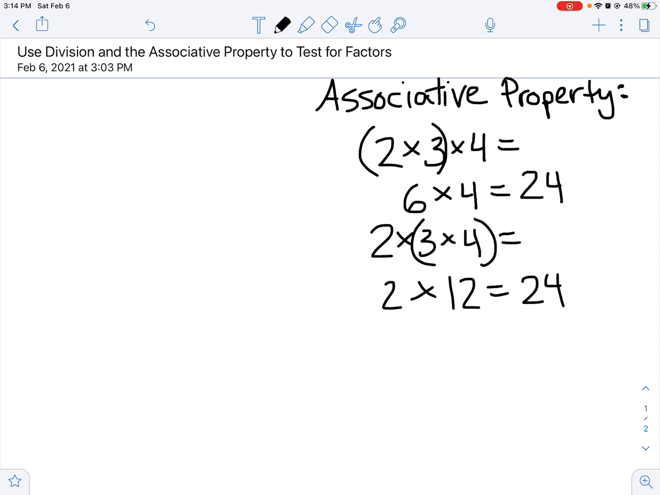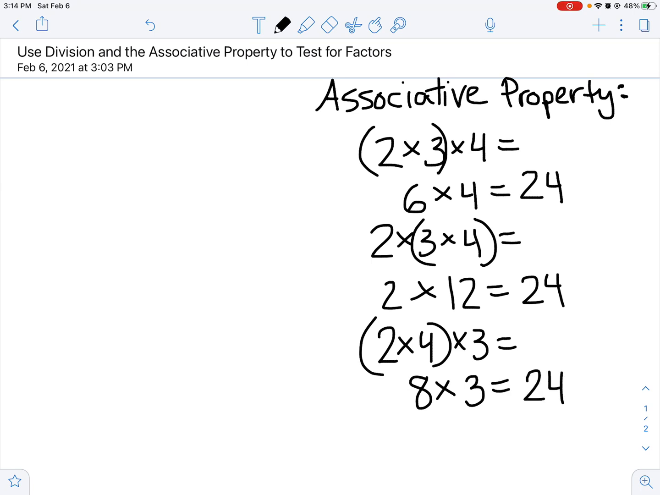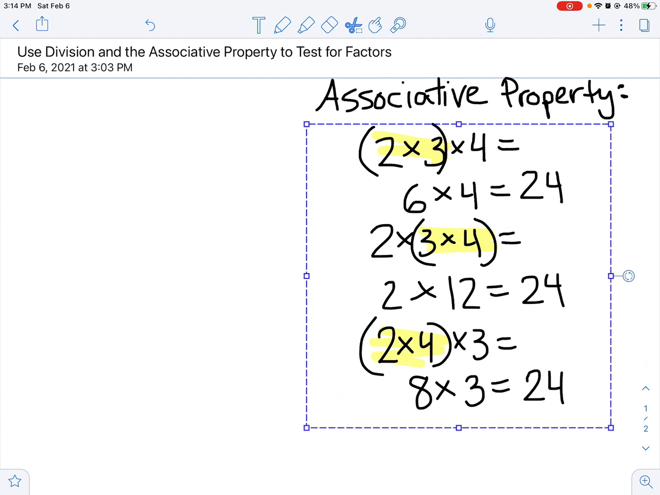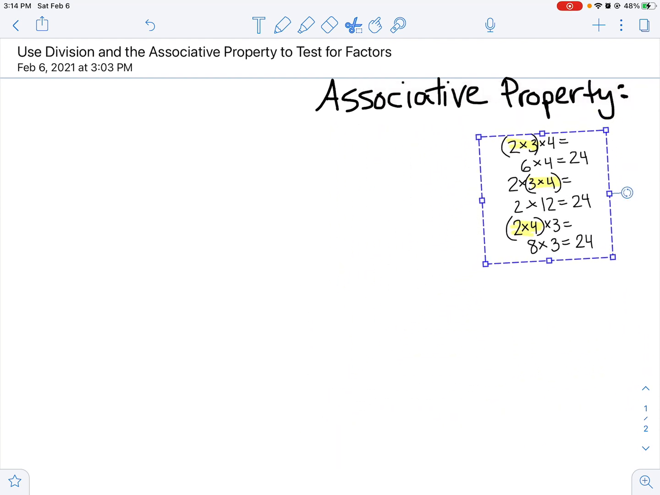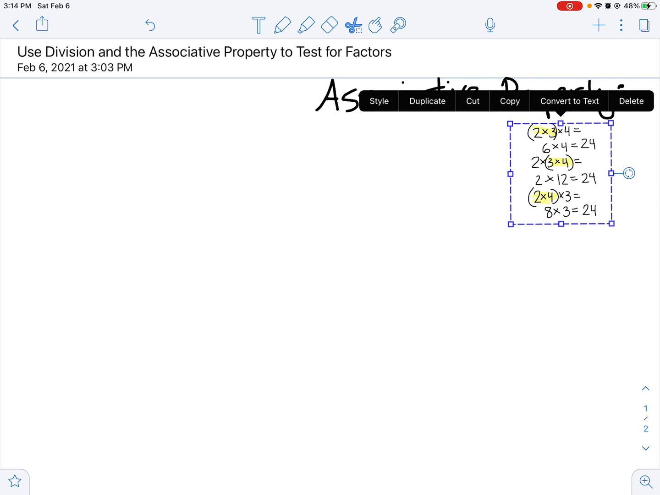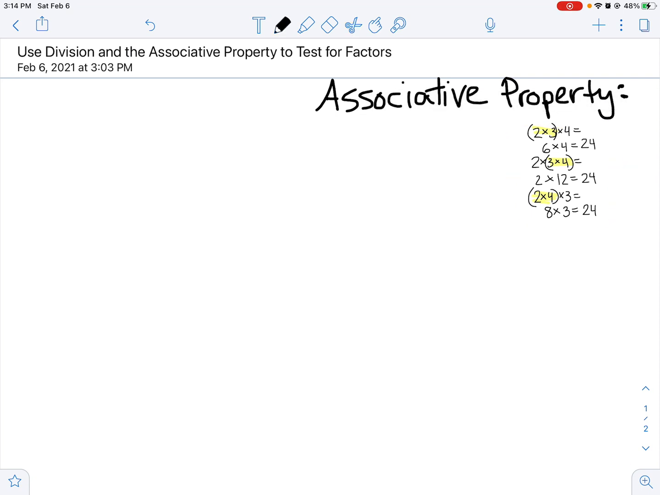Or I could even rearrange all of my factors and do 2 times 4 first, times 3. That would equal 8 times 3, still equals 24. So it doesn't matter whether I do the 2 times 3 first, or the 3 times 4 first, or if I put the 2 and the 4 together first. As long as I multiply all three, I'm still going to come up with the same product. So that's just a quick reminder about the associative property. I'll leave that up here, but I'm going to make this really small so we have room to show our work, okay?